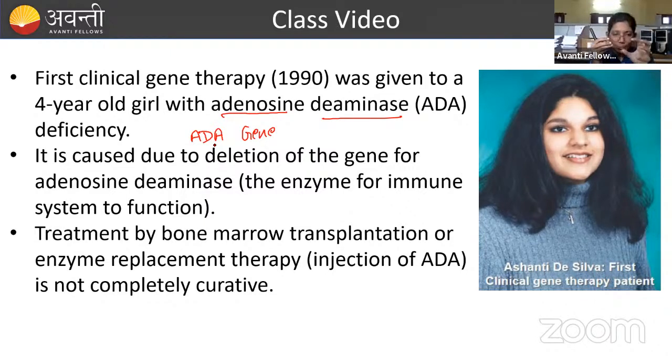So we'll be taking the lymphocytes out, put the proper ADA gene into the lymphocyte and put this lymphocyte back into the girl. Now what happens? The girl's body is having a lymphocyte with the ADA gene. Now this ADA gene can produce adenosine deaminase. That's it. This is called gene therapy. Is it clear? Is it clear to every one of you?